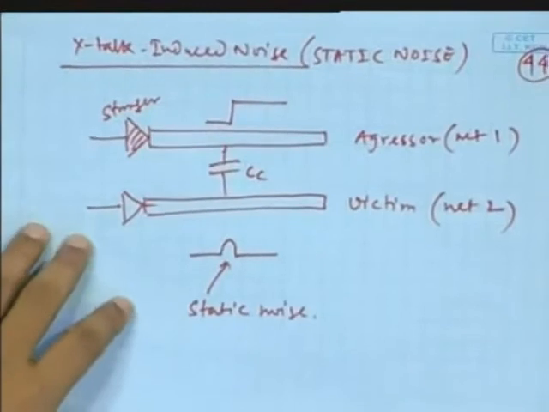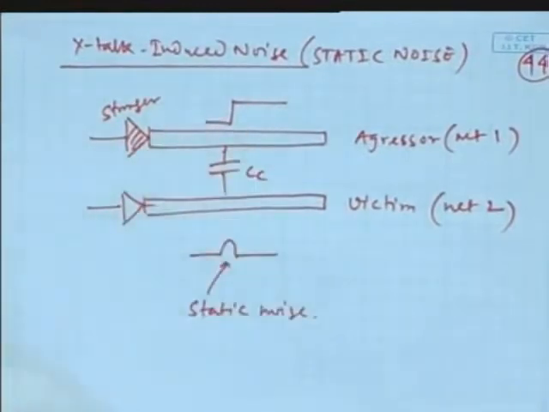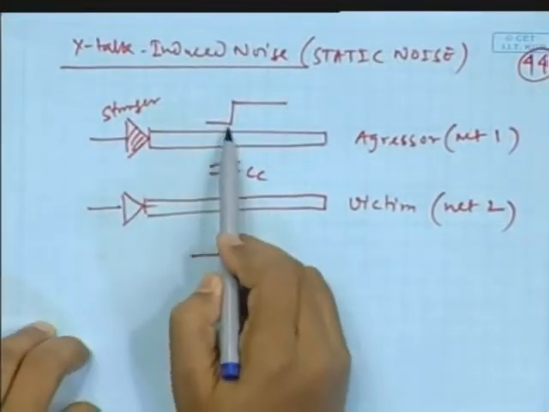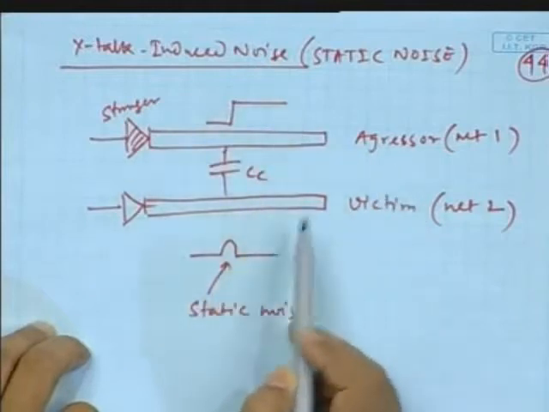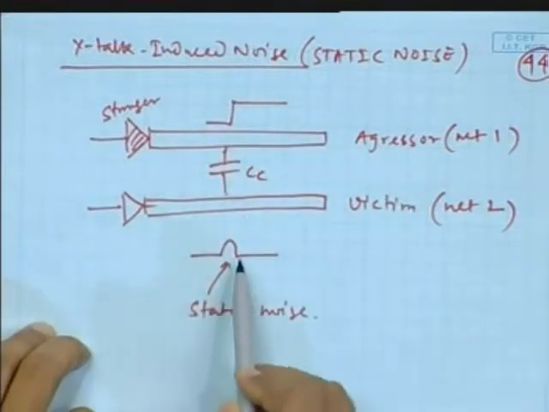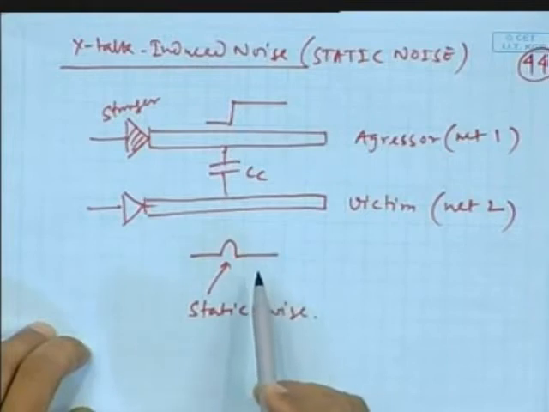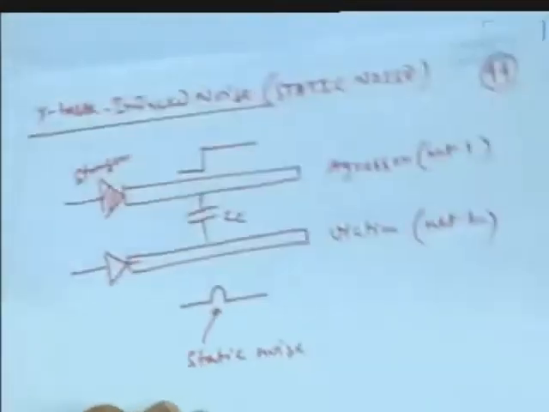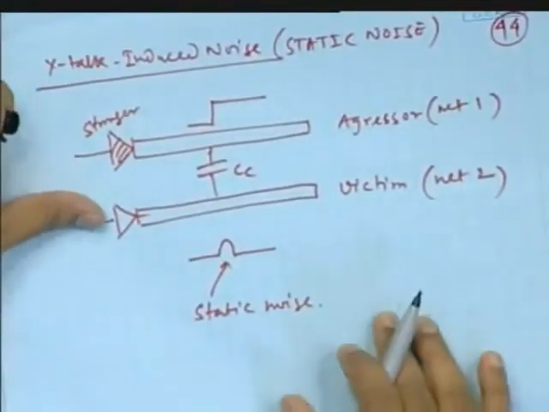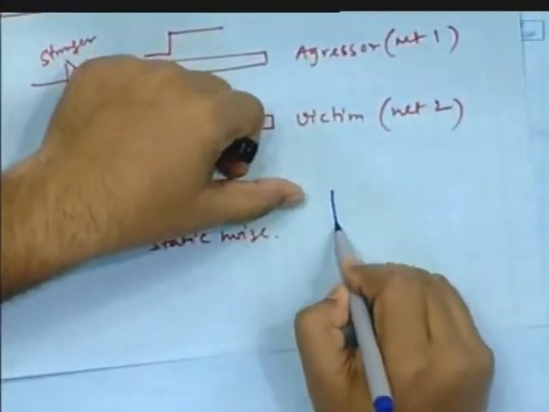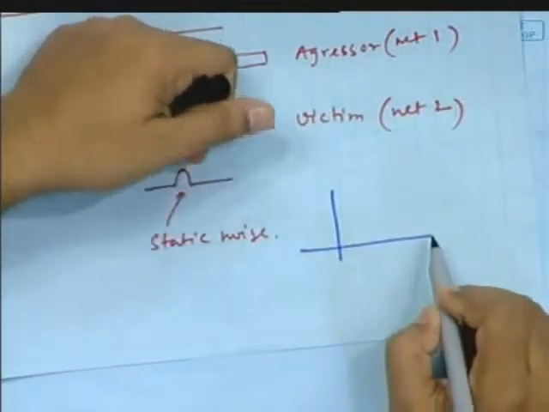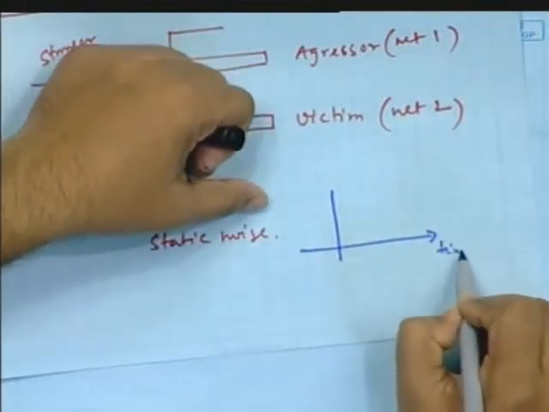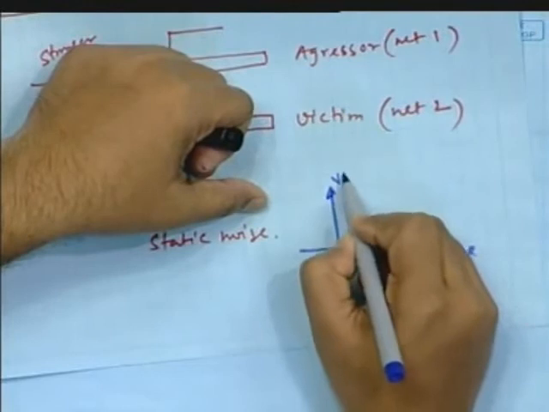Now let's see what static noise is. Static noise means this is stronger than this fellow, so this is transitioning like this, the aggressor. Through this there is an interaction and there is a voltage bump, right? As you are pointing out, right here itself. So this is in time, and this is volt.